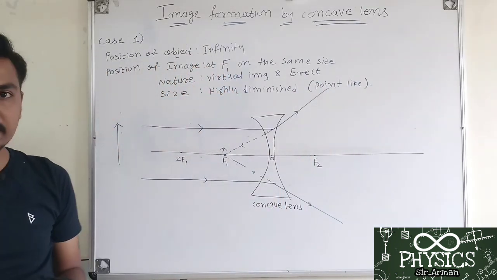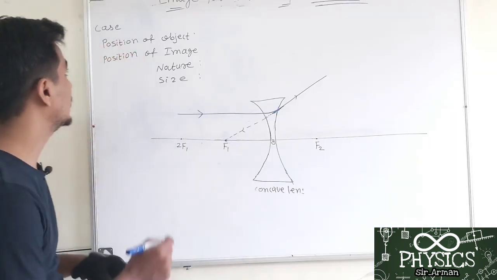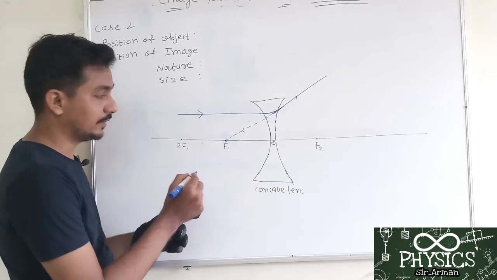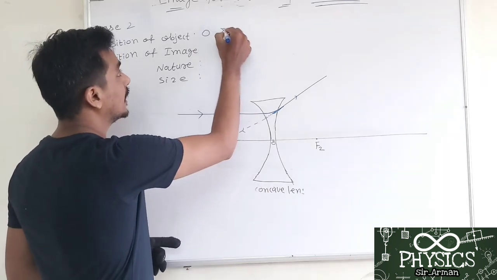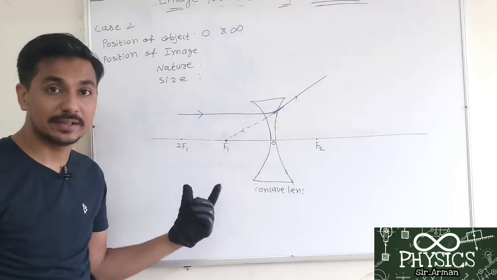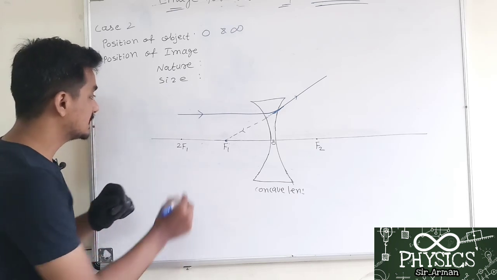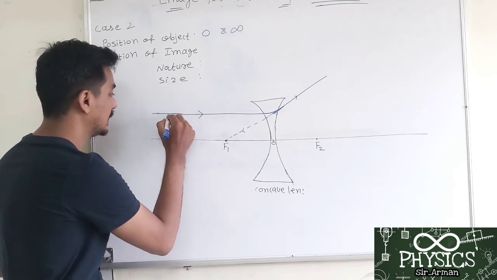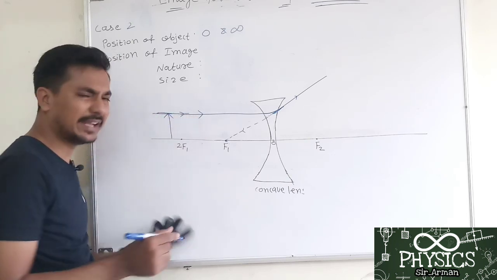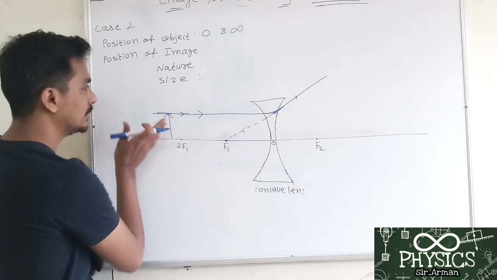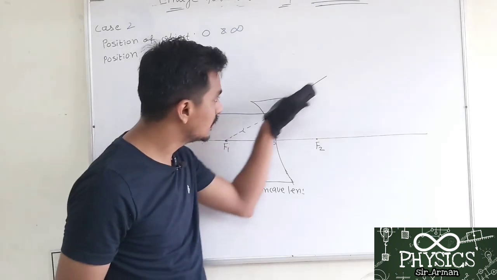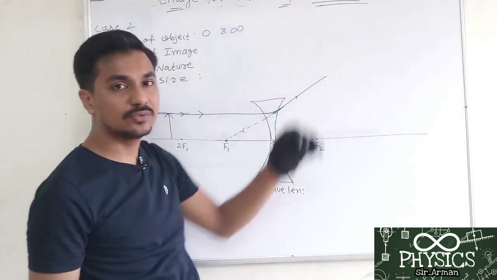Now let us see the next case, case number 2. Here the object is placed between the optical center and infinity, meaning anywhere in between. Why anywhere in between? That we will see at the end. Suppose we place the object at this position, then what will happen? The first ray we take is a parallel ray. Here the ray is passing parallel, then after refraction it will diverge from the focus.